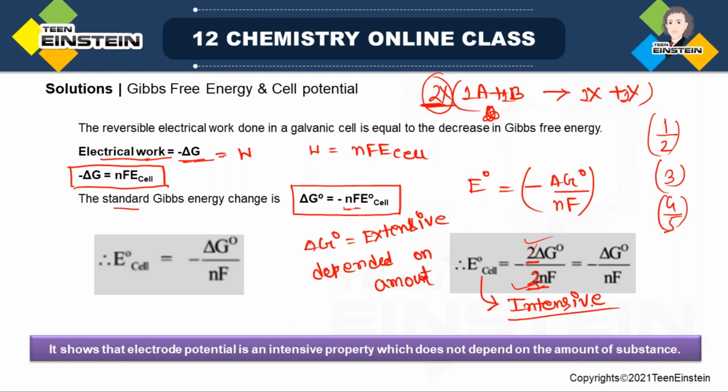So from this discussion it is clear that electrode potential is an intensive property and does not depend on the amount of substance taken. You don't have to worry about the coefficients of the reaction, because E naught cell will always have the same value. The same digit is there in the denominator and numerator, so ultimately it will be cancelled. So it is an intensive property. Is it clear how E naught is related to del G naught and why this is an intensive property?